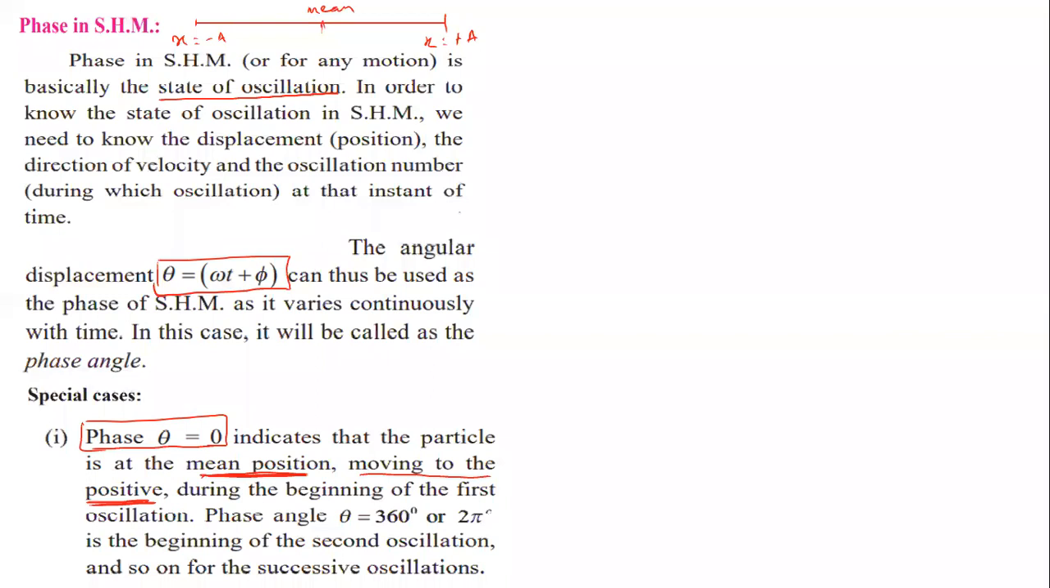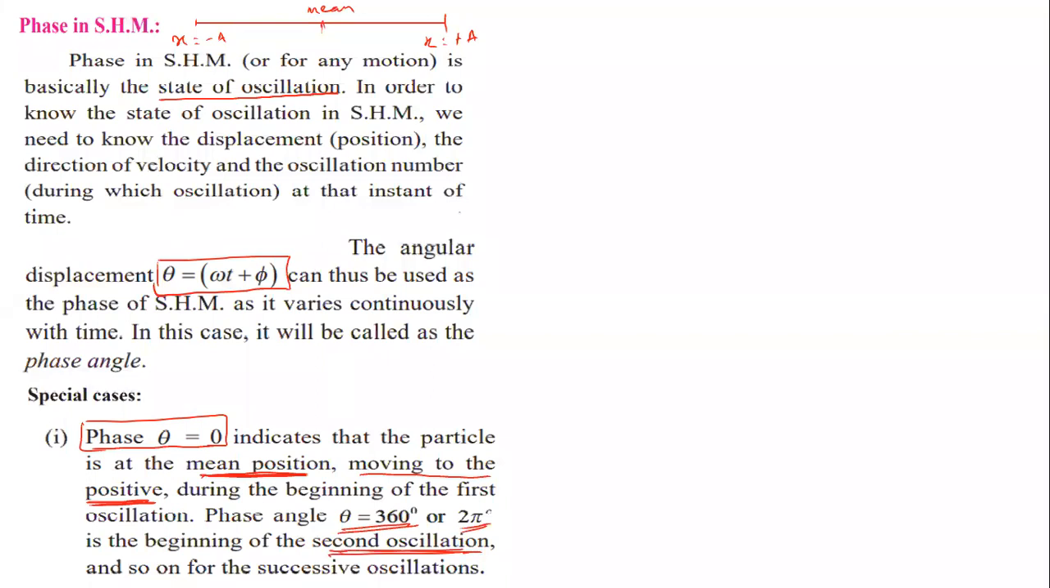Now phase angle 360. Theta is 360 or 2 pi. It means that the particle is again coming to the mean position, and it starts the second oscillation.